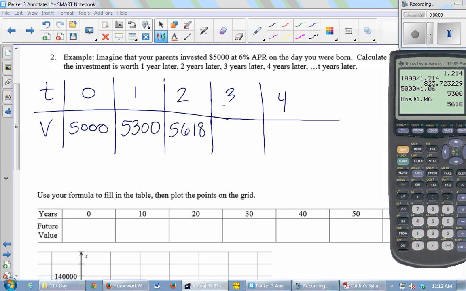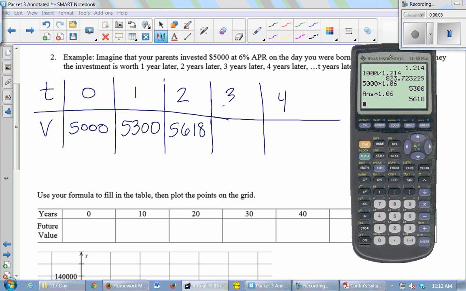Okay, and then a year after that, I'm going to make another 6% on what's in the account. So take my previous amount times 1.06, and I get 5,955 and 8 cents. For year 4, I'm going to increase that by 6% again, so times 1.06, and I get 6,312 and 38 cents.